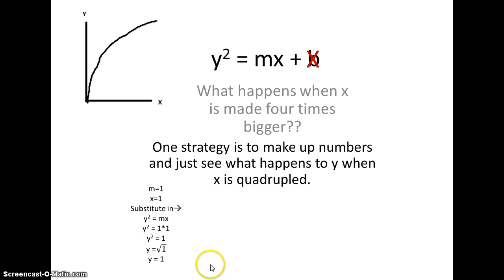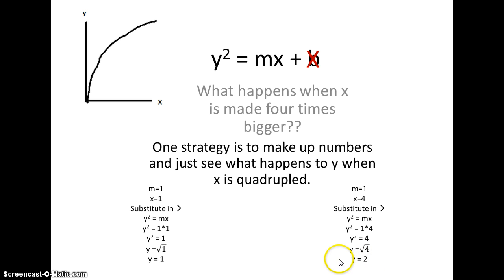That's all made up. That doesn't help me enough until I go, now I have to say, what happens if I take my made up x and make it 4 times bigger? So I do another set of numbers. Same m, but my x is now 4 times bigger. And I'll substitute in my expression. y squared is mx. y squared is directly proportional to x. I sub in my 1. I sub in my now 4 times bigger x value. And I see that y squared is 4. And so y is now 2.